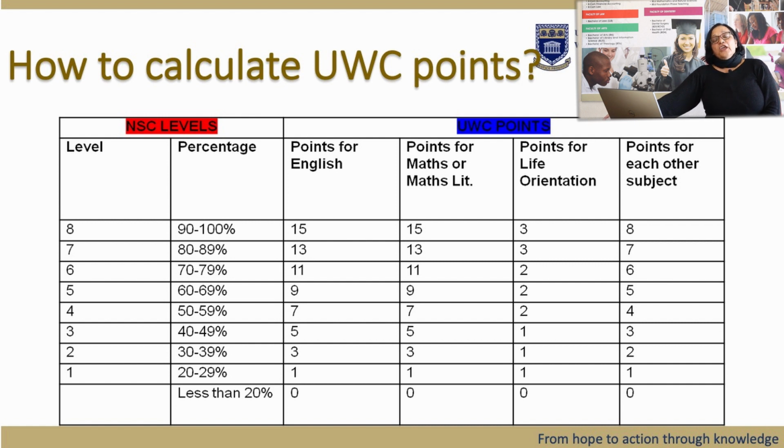Now, if you haven't yet calculated how many points you've achieved, let's say for your end of grade 11 exam, then do that. Take out your grade 11 report, your final report, and calculate how many UWC points you would achieve based on that report. And of course, you can then also do it for your grade 12 June results. That will give you a good sense in terms of whether you are meeting our minimum requirements or not.